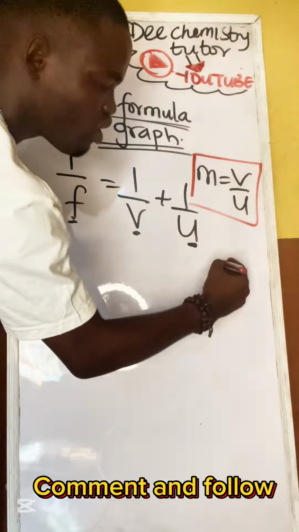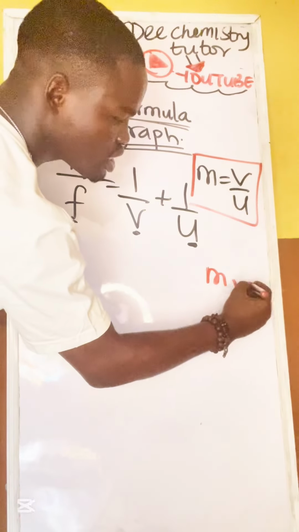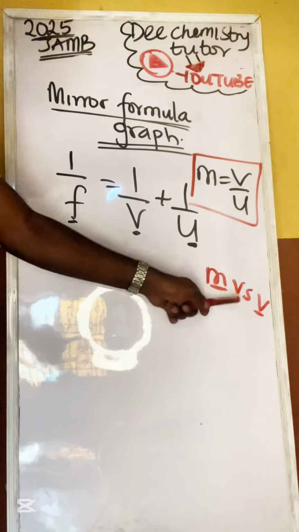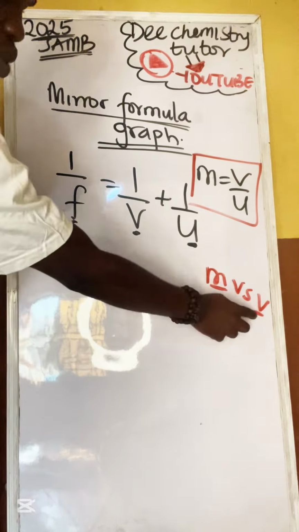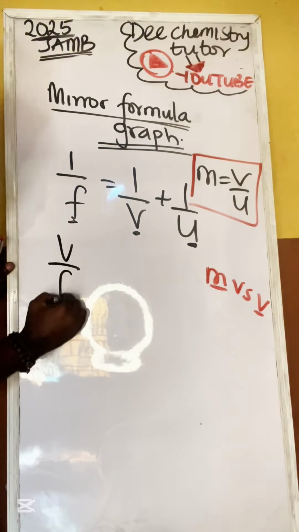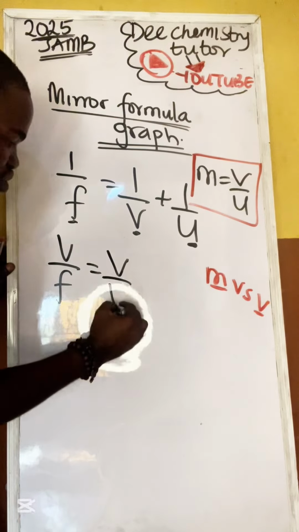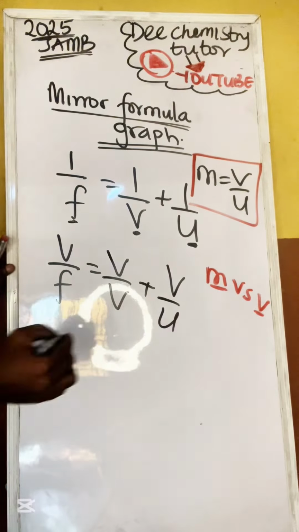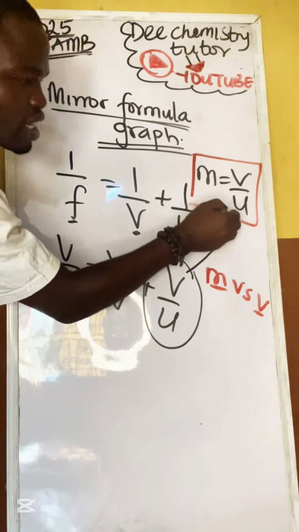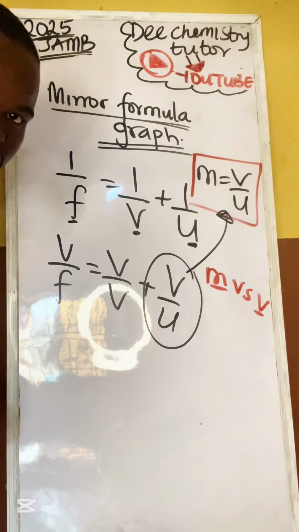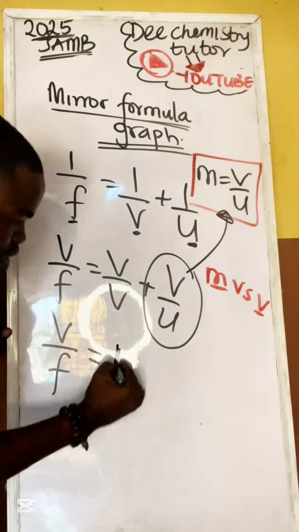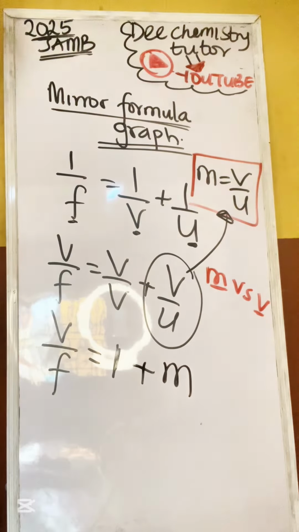If you plot a graph of magnification against v, that's the question they ask. So let's go. How do I achieve this? Multiply all through by v. Multiply all through by v. Look at it. If I multiply all through by v, that will be v over f equals what? v over v plus v over u. Now, because I know mathematics, I know that this guy resembles magnification. Yes or yes? Yes. So you see that v over f equals v over v, which is 1, plus magnification.